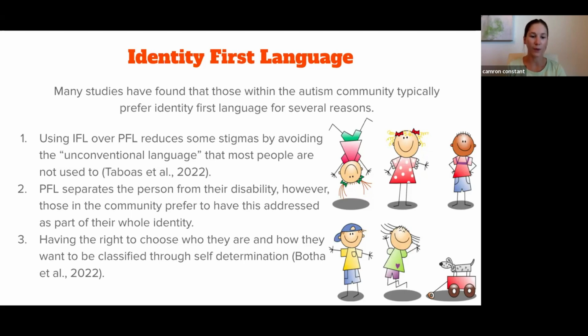As stated in both those articles, identity first language was previously used to dehumanize those with an autism diagnosis. However, by giving the person the right to choose how they would like to be addressed gives them some empowerment back through self-determination.